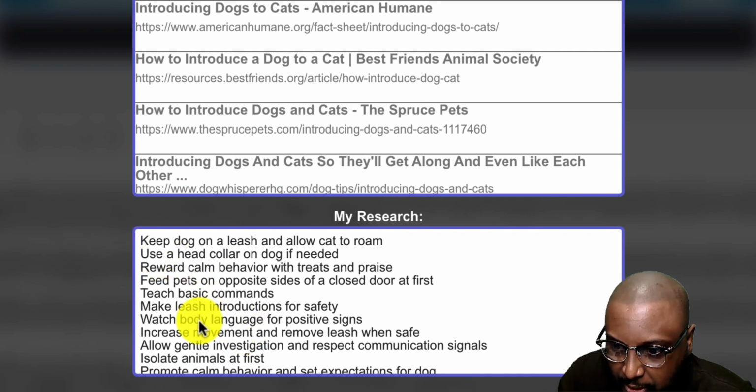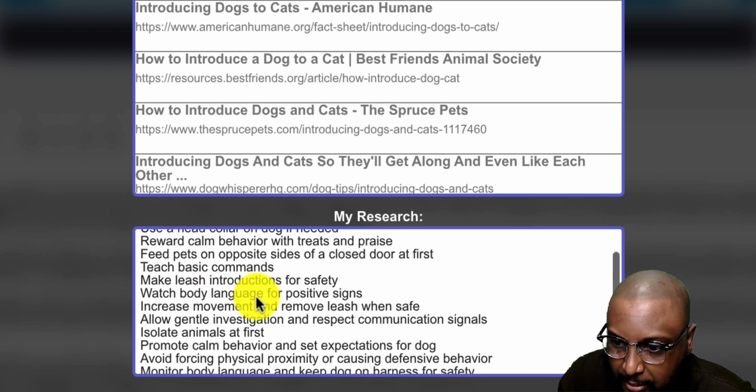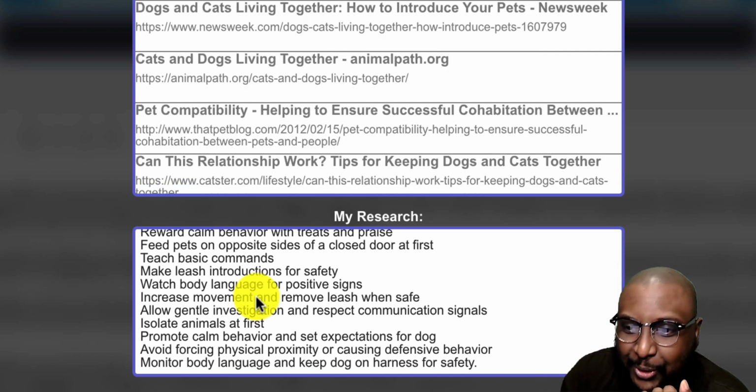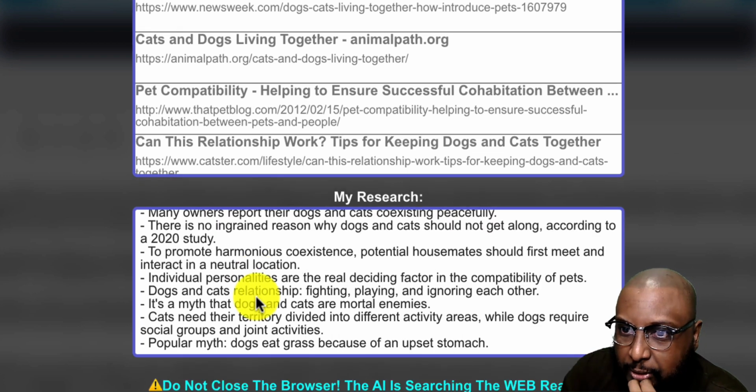Keep dogs on a leash to allow the cat to roam. Feed pets. This is very good. I hope the article comes out really good. It was a little scary at that point where it started talking about something completely off topic in the research box for, I think it was, subheading number 2.